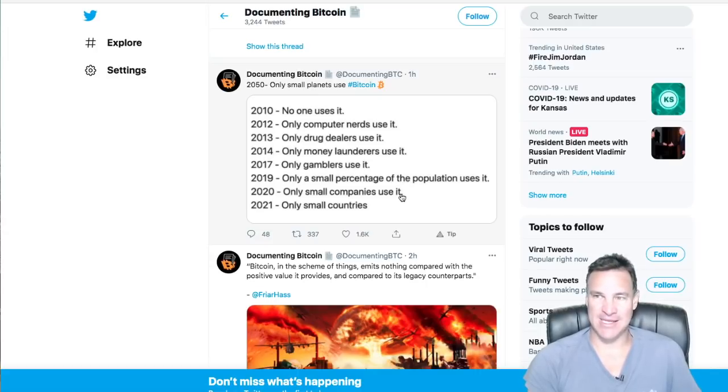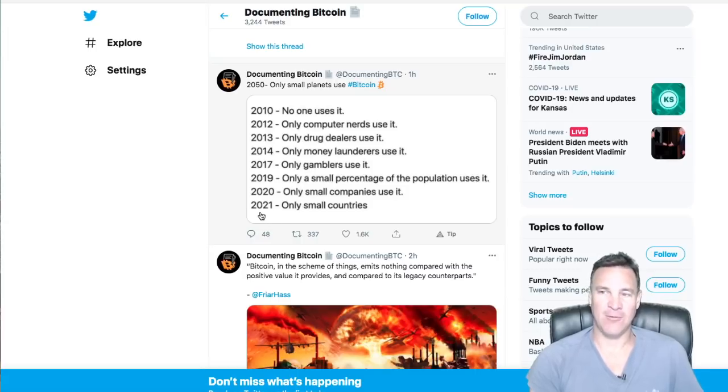excesses of central banks. 2020, small companies start getting in. You get your MicroStrategies, etc. And now we have small countries coming in with El Salvador, 2021. That is just an unbelievable and impressive progression in an incredibly short amount of time. And it's just really important to understand that.